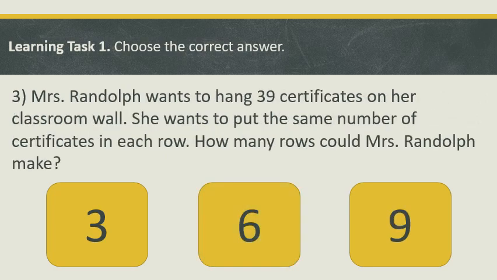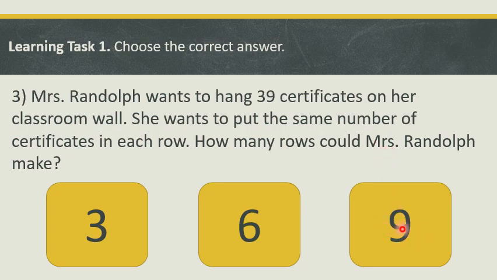Number 3, Mrs. Randolph wants to hang 39 certificates on her classroom wall. She wants to put the same number of certificates in each row. How many rows could Mrs. Randolph make? So, 39 po yung certificate. So, kailangan daw hatiin niya yun ng equal numbers.